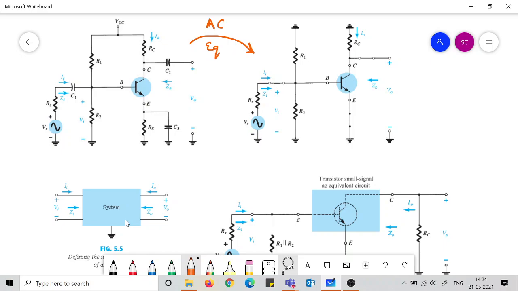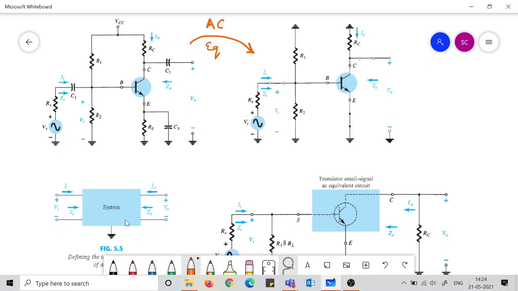Sometimes you may also find that I0 is positive. It might so happen. We don't know. So we don't know what is the actual configuration within the system. Everything will depend on that. But irrespective of the actual circuit configuration, we can always define these variables at the input side and the output side.